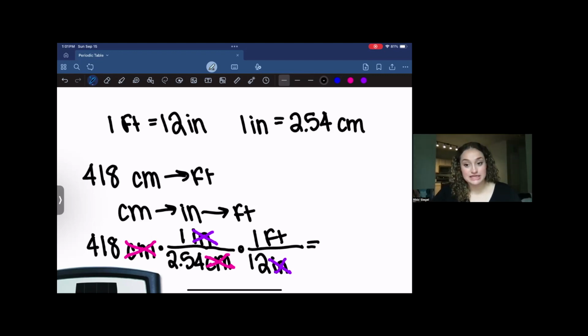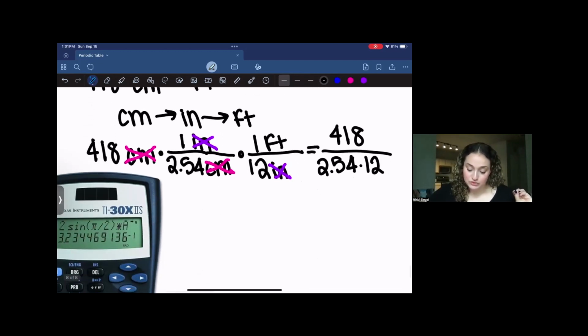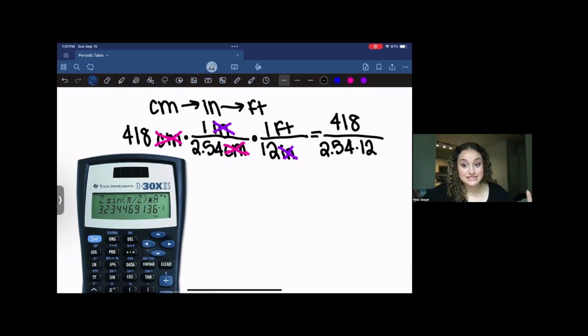How do you plug something like this into your calculator? What I like to do is multiply everything in our numerator and then divide that by everything in our denominator multiplied by each other. In this case, I would plug in 418 over 2.54 times 12. You can realistically multiply 2.54 times 12 and then solve for that, and then do 418 divided by that. But things get a lot easier when you have a calculator that you can use parentheses in.